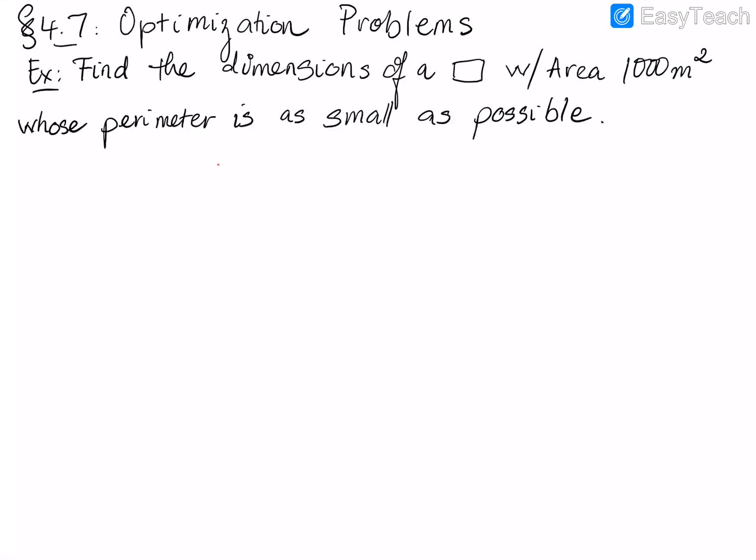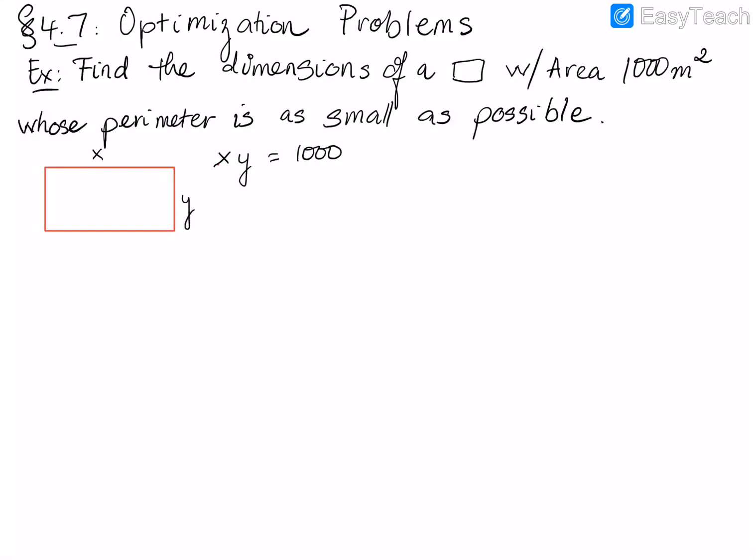So in this problem, we want to minimize the perimeter. The first thing you might want to do is draw a diagram. So I'm going to draw a rectangle. And of course, we need the variables, so let's call them x and y. What's given? The area is given, so we know the area is length times width. In this case, it's going to be x times y equals 1,000.